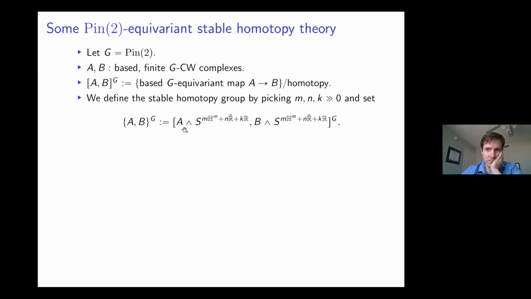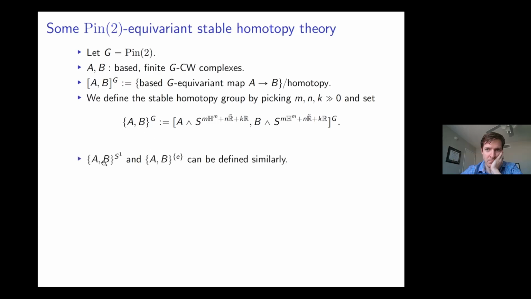And this is essentially the stable homotopy group using an incomplete universe, where we just smash with these three specific types of representation spheres, not every representation sphere. That's called an incomplete universe. Well, in our situation, this is enough. So that's how we define the stable homotopy groups. It turns out to be an abelian group.